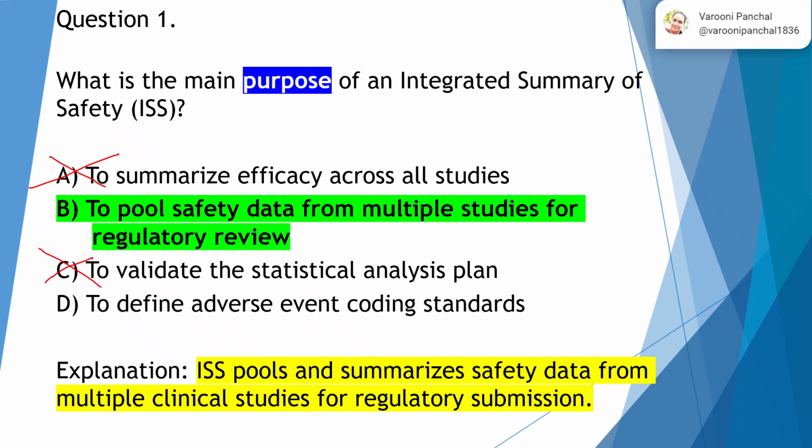To define adverse event coding standards. Now again we are talking about ISS, that is integrated summary of safety. We are not talking about adverse event coding standards, right? So this is not the right answer. So the correct answer is to pull safety data from multiple studies for regulatory review. Now as you know, the ISS is a combination of multiple studies, right? So option B is the right answer. ISS pools and summarizes safety data from multiple clinical studies for regulatory submission.